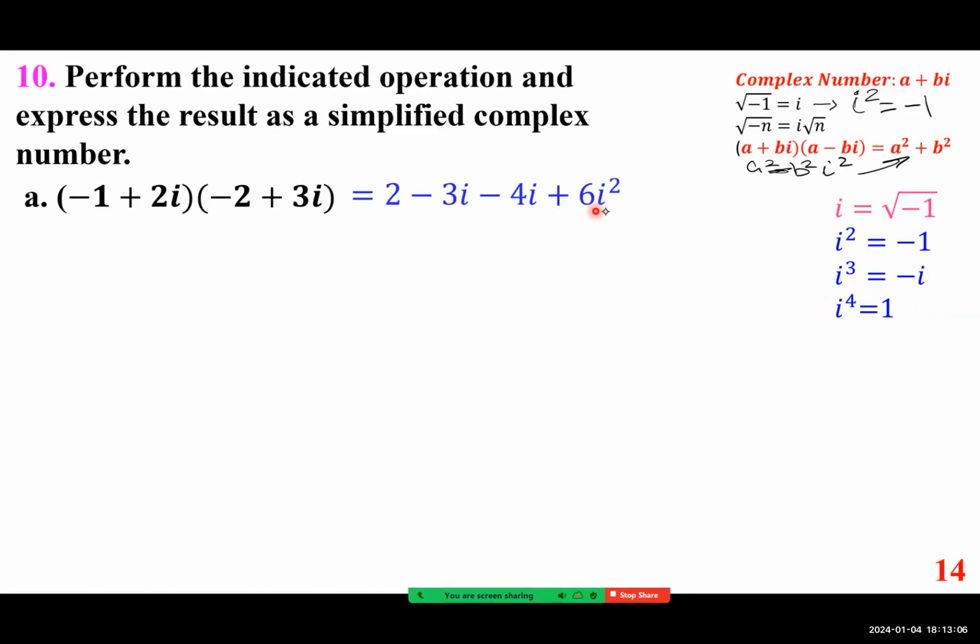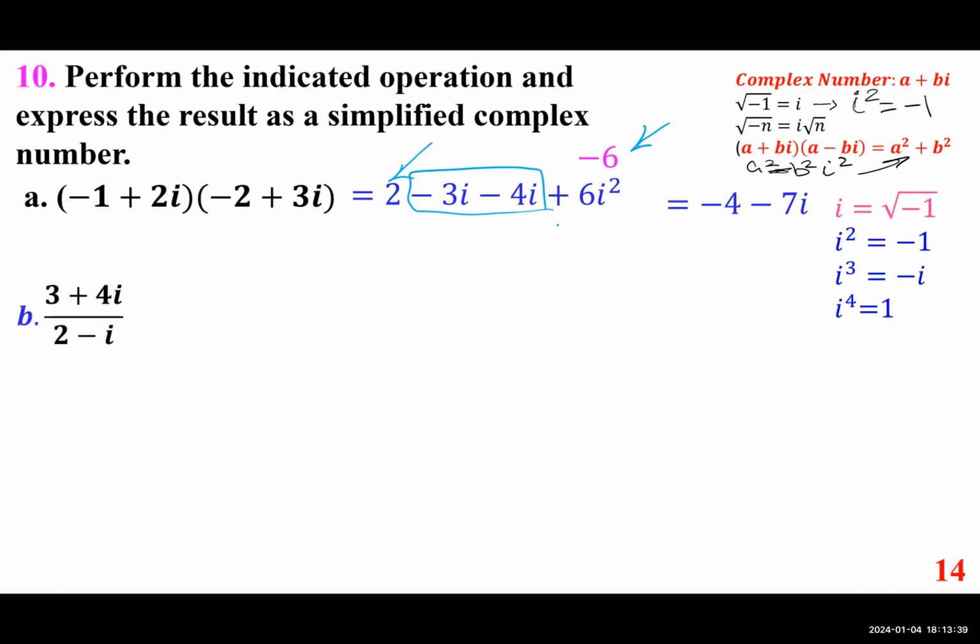So we're going to replace this 6i squared with -6. We can add these two numbers because those are real parts. We get -4, and these two imaginary parts give -7i.